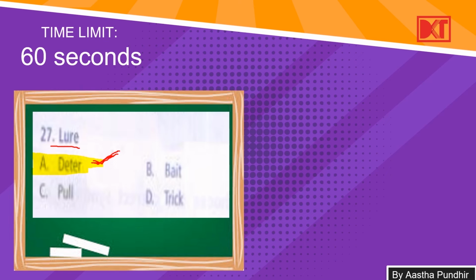Here, the other words, bait could be a synonym again. Pull also could be a synonym because we are pulling them in the sense that you are encouraging them to do something, while deter is discouraging them. This is the antonym. So pull, encouraging could be synonym. Trick again, through false ideas or games, it could be tricking. All right.